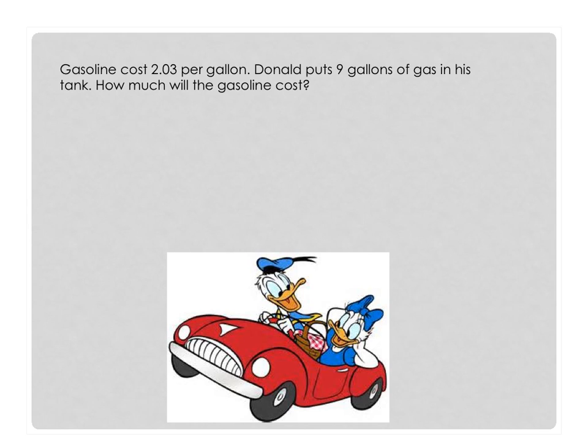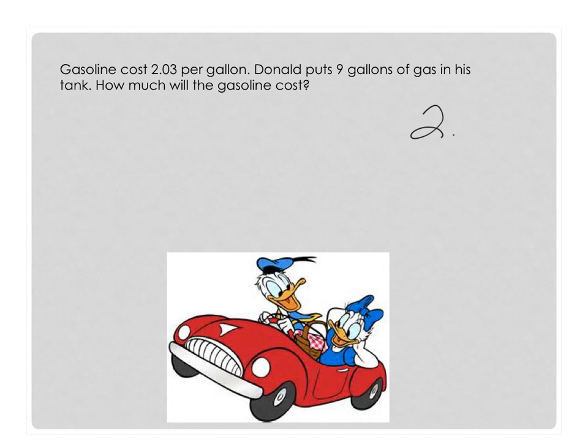All right, now let's see how this would work with a word problem. Gasoline costs $2.03 per gallon. Donald puts 9 gallons of gas in his tank. How much will the gasoline cost? Well, this is something that adults deal with every day. We have to put gas in our cars to get them to go. A lot of times we're calculating kind of in our heads how much that gasoline is going to cost. Let's figure out an exact amount.